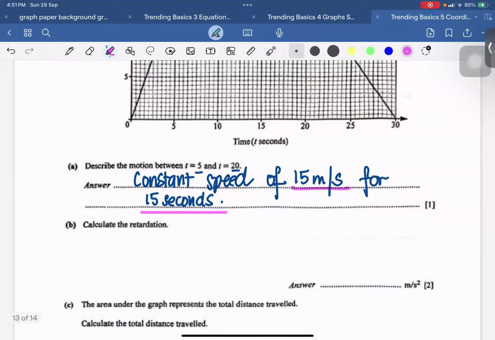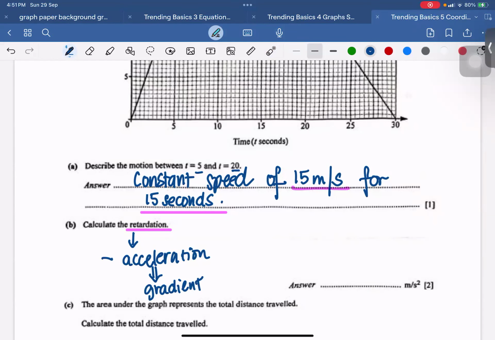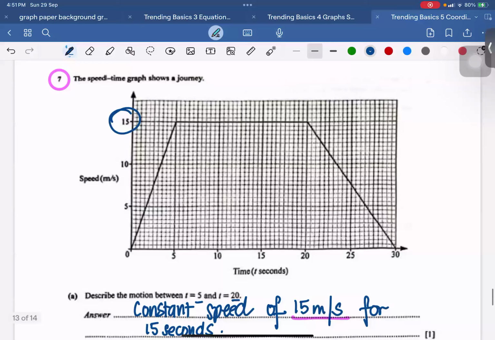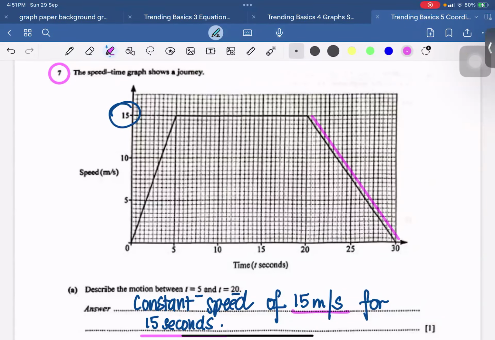Okay, give more details that you can read from the graph. Next, calculate the retardation. Retardation is the acceleration, but negative. Okay, negative of the acceleration. So how do you find acceleration? You find the gradient. Where is the deceleration, retardation? The deceleration is here. But how do I know what to do? I use 2 endpoints.